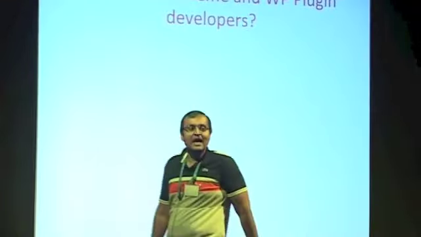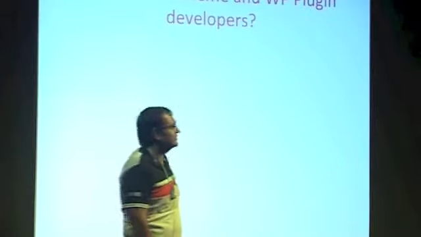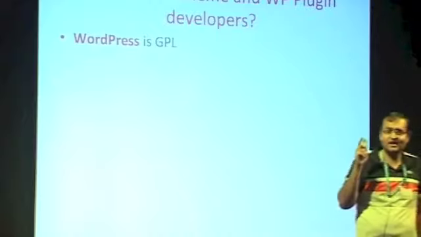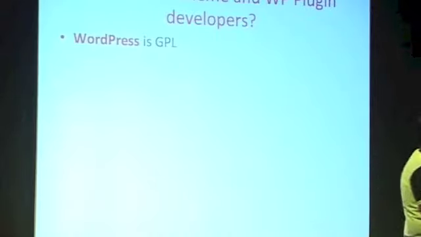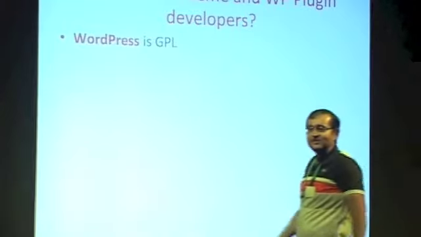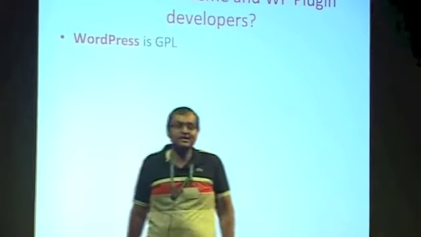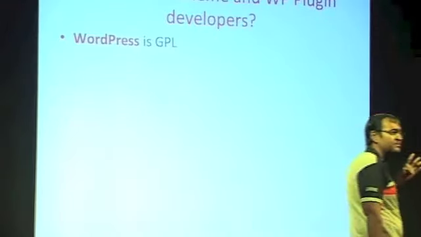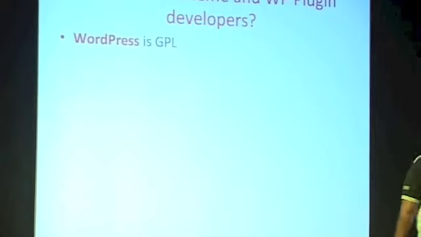GPL and WP theme and WP plugin developers. How many people think, okay, let's see the first one. WordPress is GPL, everybody agrees? No choice. It is GPL because the copyright holders decided it. Matt and a bunch of others decided WordPress will be released under the GPL license. So if you're using it, you're happy to use it, you have all the freedoms that Richard Stallman promises you, but it remains GPL.